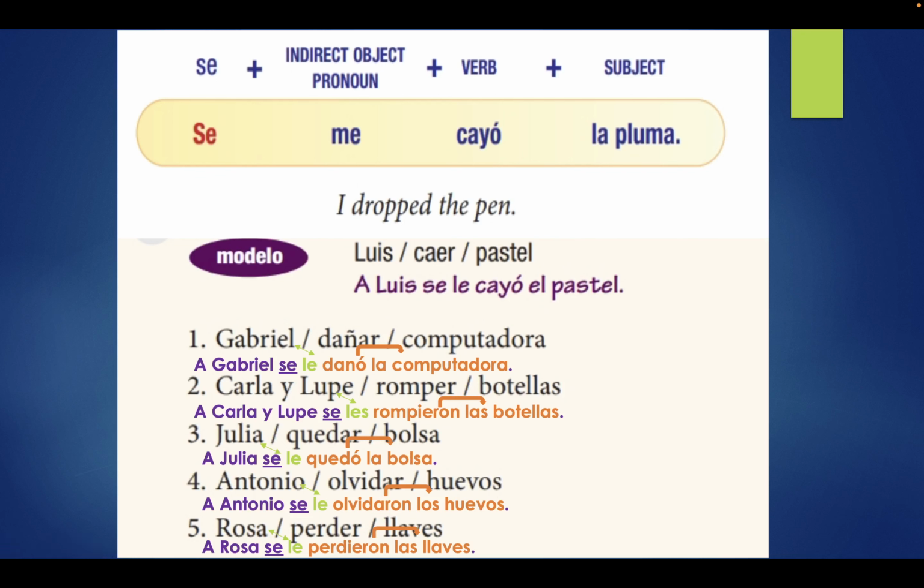Our last one talks about Rosa, and she perder las llaves. She lost her keys. So in this case, we start with her name, a Rosa. We include the word se. Rosa, we know would be to or for her. So a Rosa se le, and we take perder and we make it agree with las llaves. So a Rosa se le perdieron las llaves. She lost her keys. Se le perdieron las llaves.